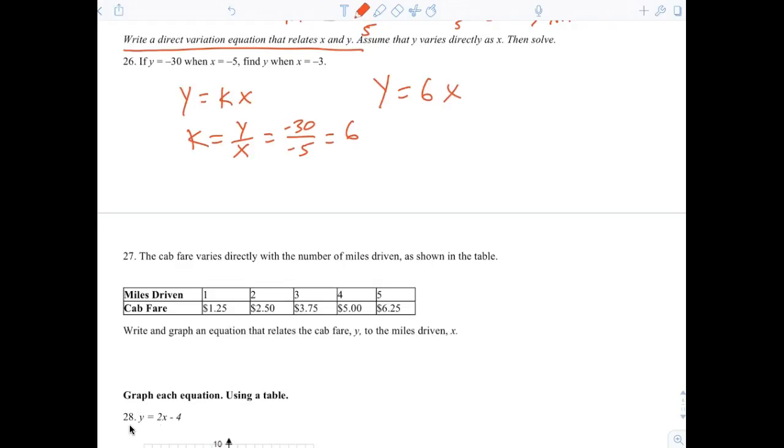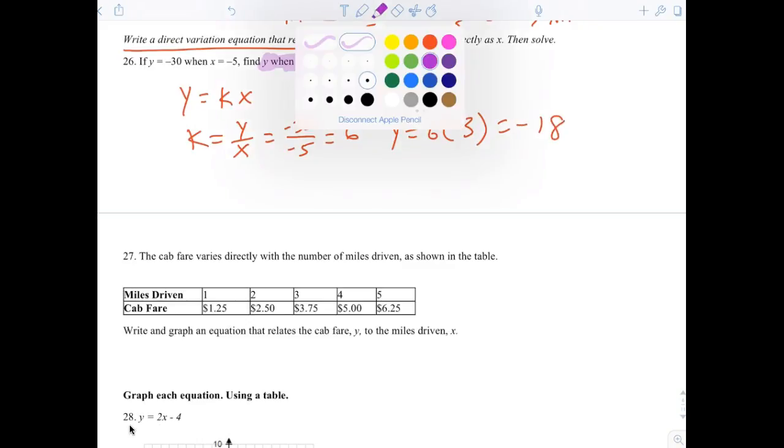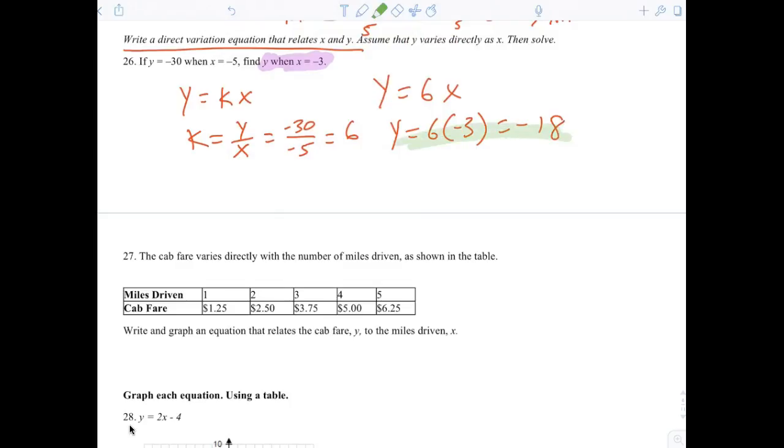So now I'm trying to find y when x is negative 3. So y would be what? Good job, because 6 times negative 3 is negative 18. That's the answer here. All right, so your equation is y equals 6x, and your solution that they want is negative 18.